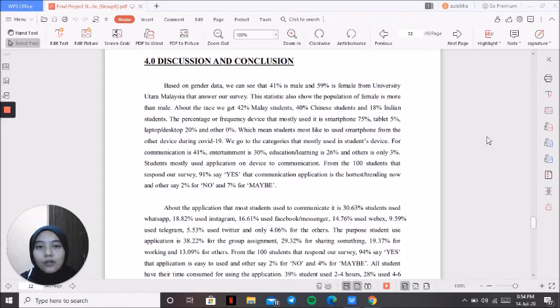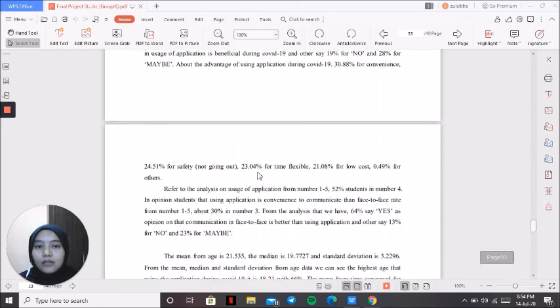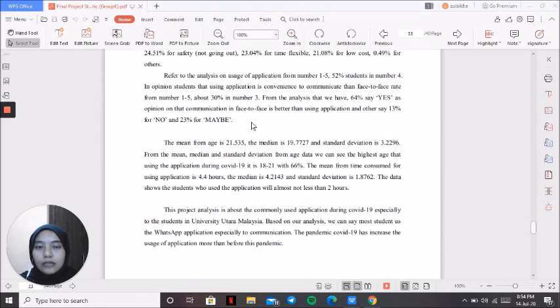Lastly, we conclude. We discussed the questions we asked in the Google Form. The big question that is important here is we asked them their opinion on whether communication face-to-face is better than using applications. We did this survey on students of Universiti Utara Malaysia only, and the majority said yes on the opinion, and no is only 30%, and maybe is 23%.